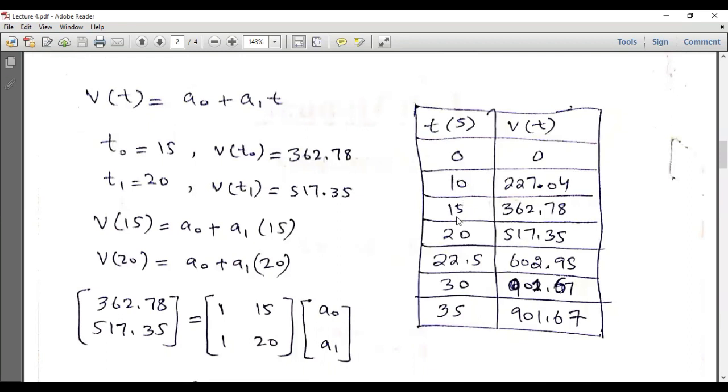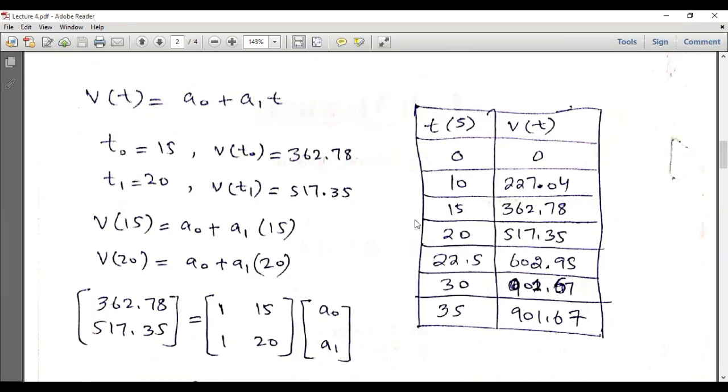So t is equal to 0, 10, 15, 20, 22.5, 30, and 35. At these points, we are given the velocity of the rocket, and we have to find out the velocity of the rocket at t is equal to 16 seconds by using a direct method of interpolation.